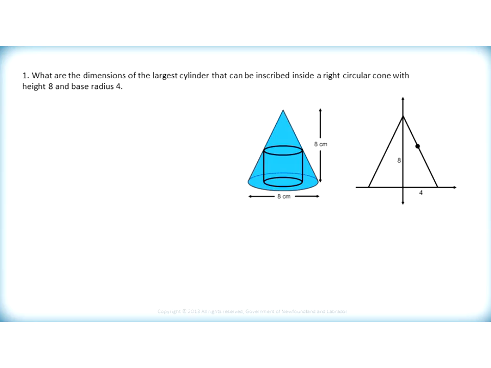All right, one more. Let's see. What are the dimensions of the largest cylinder, ooh, another one, that can be inscribed inside a right circular cone with height of 8 and base radius of 4? So again, we want to find the volume of a cylinder, which is pi r squared times h. And the tricky business with this, as always, is finding that secondary relationship. Okay.